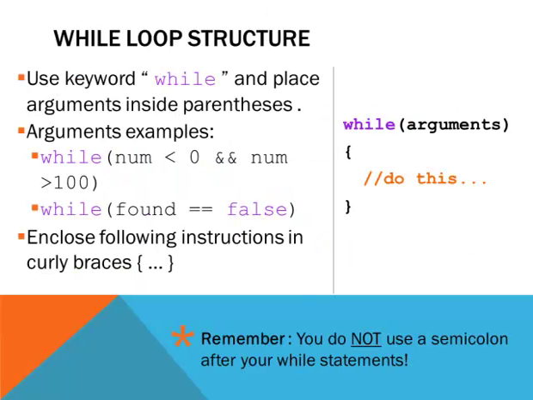The while loop structure uses the keyword while and places arguments inside parentheses. Argument examples are while num is less than 0 and num is greater than 100, or while found equals false. Enclose following instructions in curly braces. Remember, you do not need to use a semicolon after your while statements.